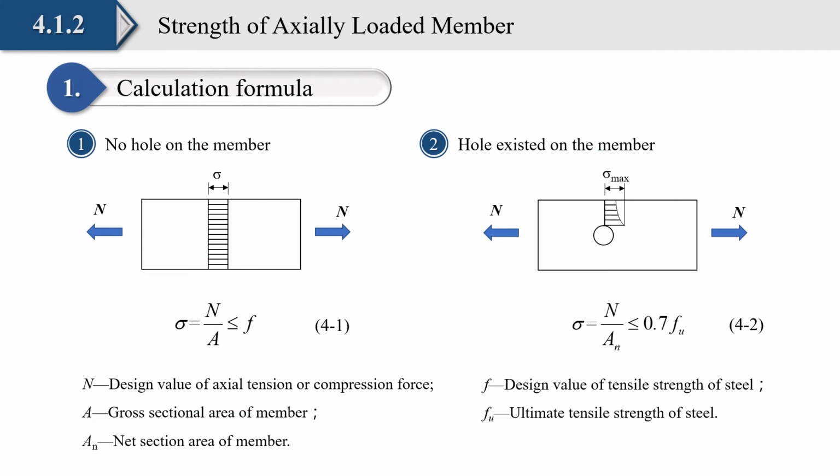Next, let's study the design methods for the strength of an axially loaded member. The ultimate strength of an axially loaded member can be determined based on the member's ultimate limit state. This ultimate limit state can be defined as the state where the average stress acting on the cross-section of the members reaches the material yield stress.